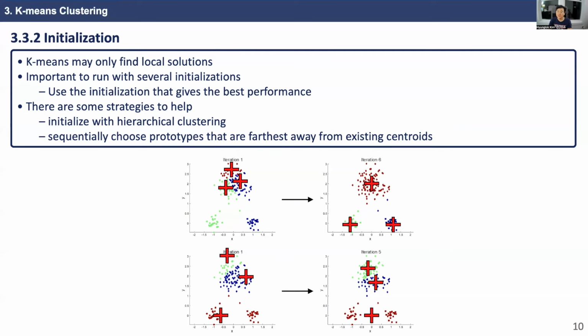And there are some strategies to help. First, we can initialize with hierarchical clustering, and second, we can sequentially choose prototypes that are farthest away from existing centroids.